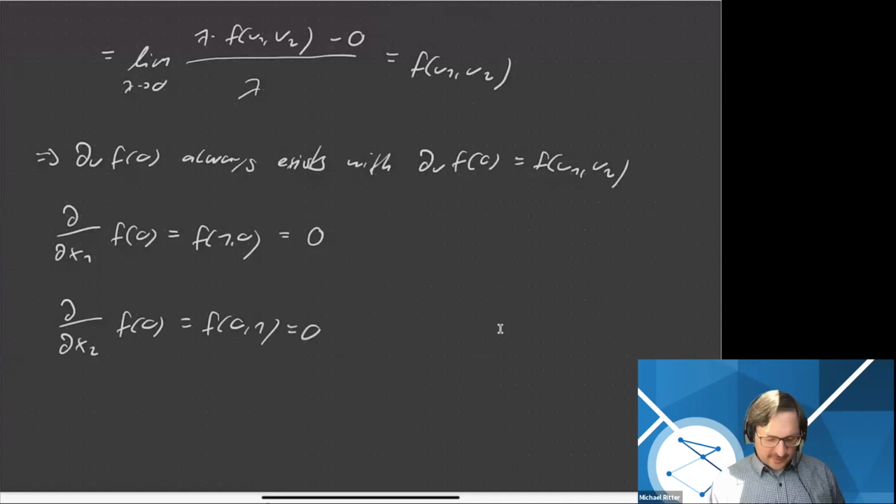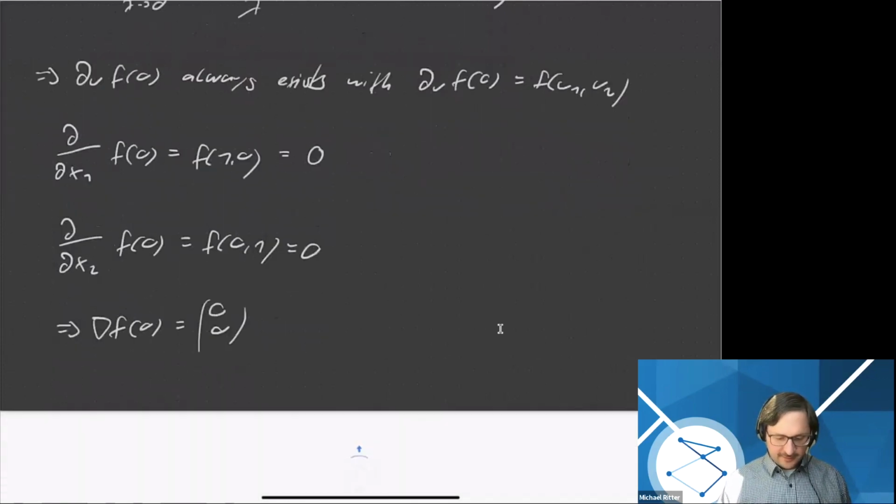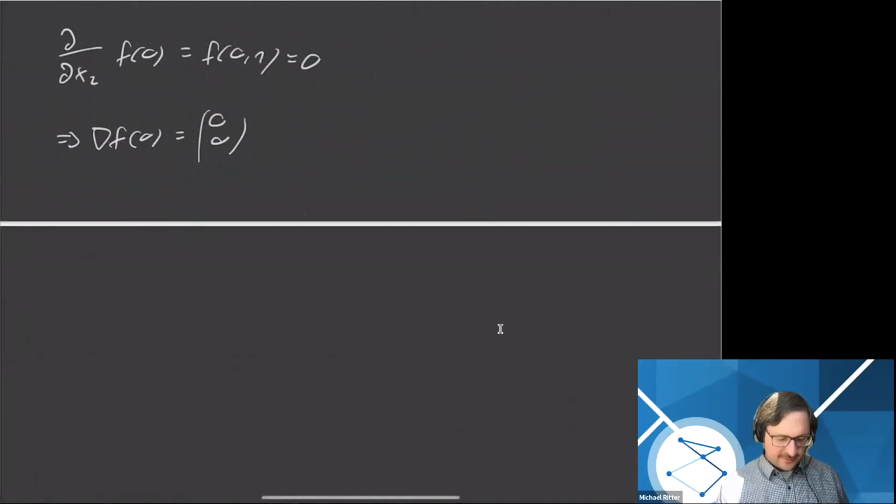Okay, so that means the gradient of f at 0 is 0. And you know the gradient has to be in line with the total differential if it exists. So what we know from this is if the function is differentiable at 0, then the only candidate for the differential is (0, 0). Okay, so let's make a note of that.